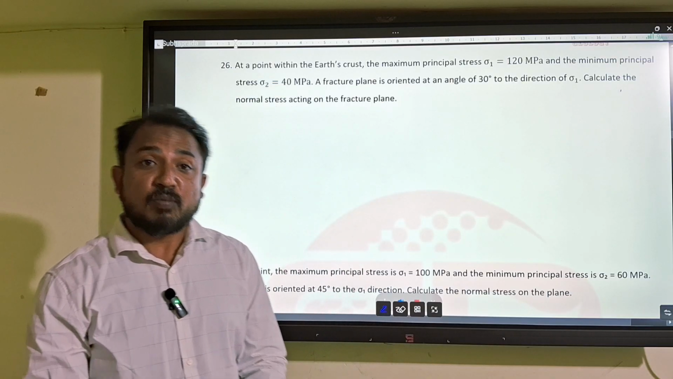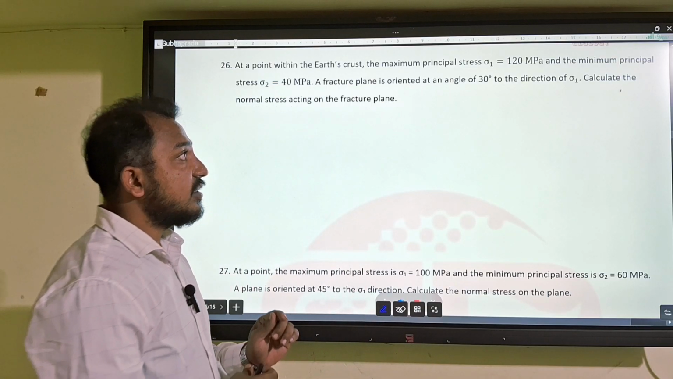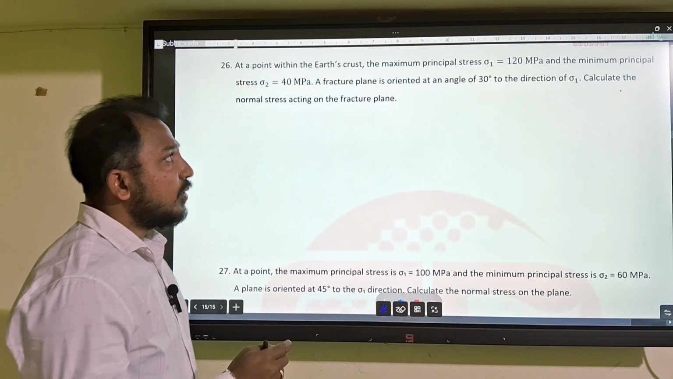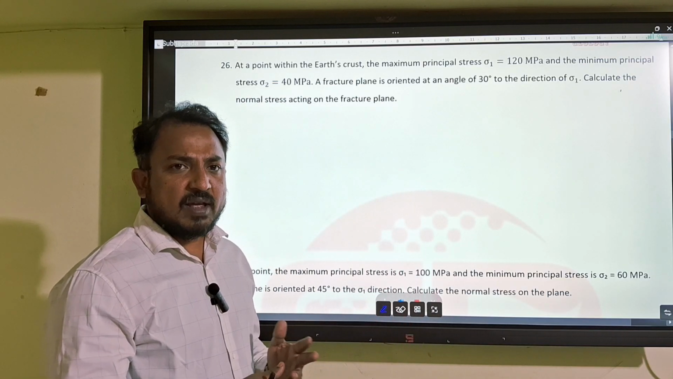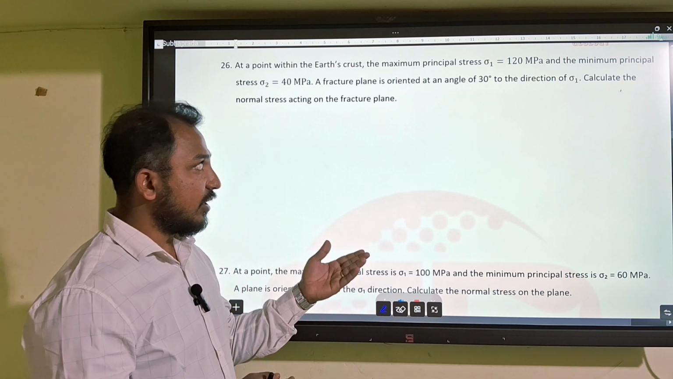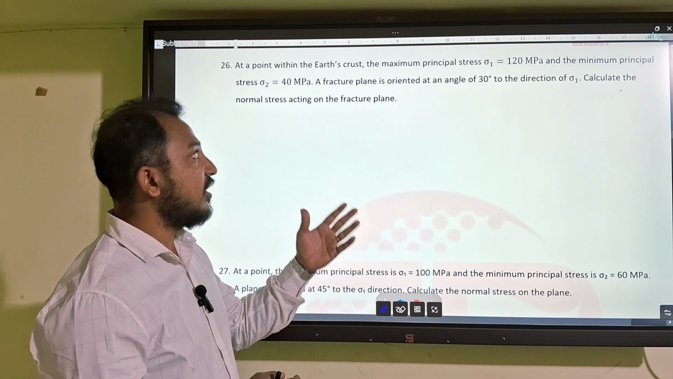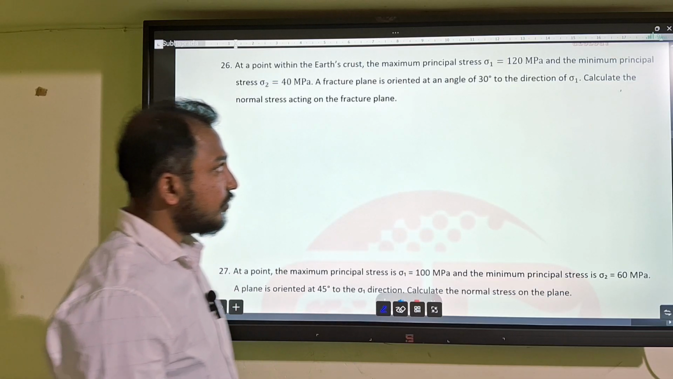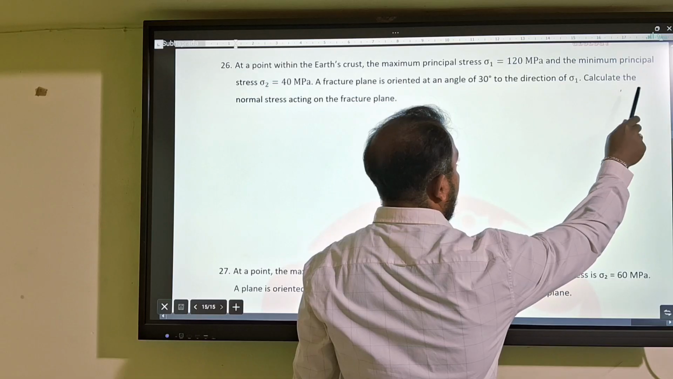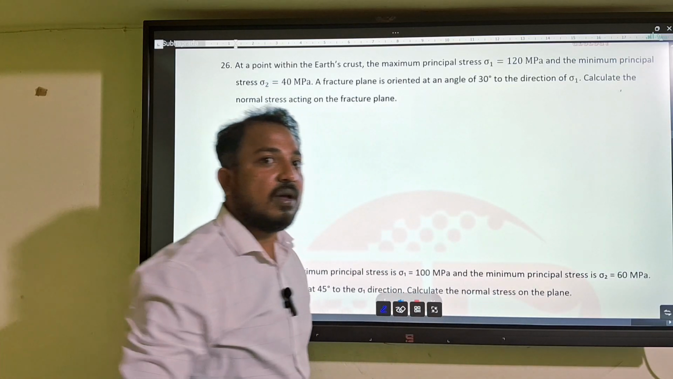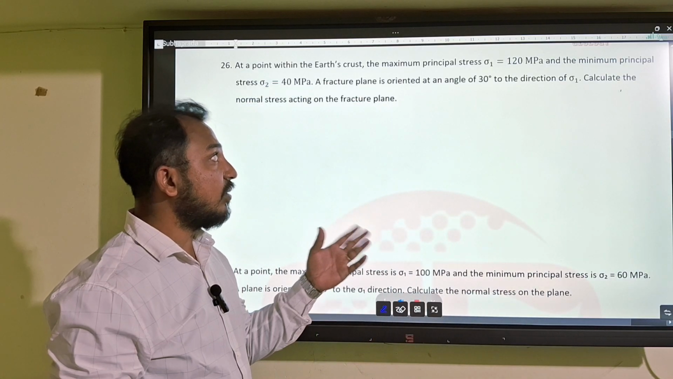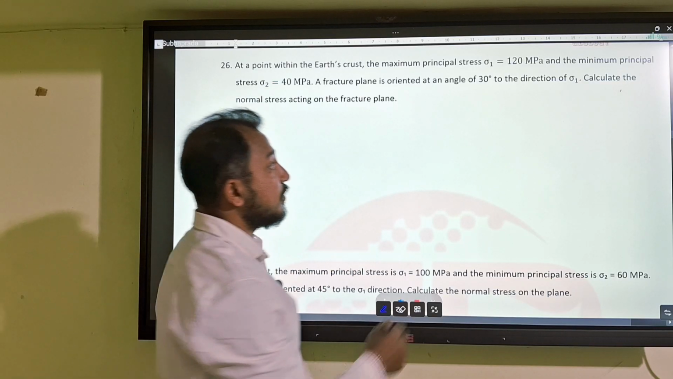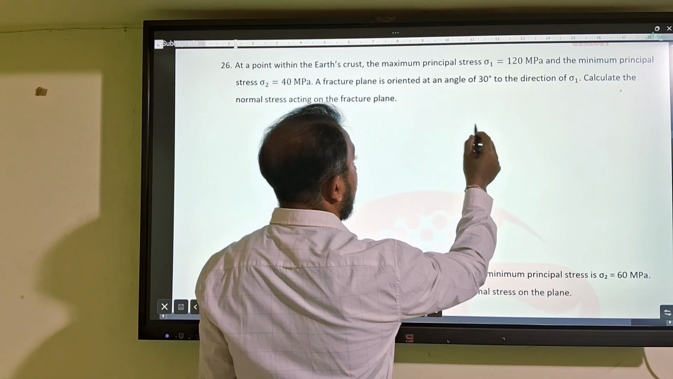Here we will calculate the normal stress and shear stress that is produced during fracture or fault formation. In this type of problem, you just have to remember the formula, and you can easily put in the values and get the answer. If you want to understand completely, then we would have to do a separate video on how these formulas are derived.